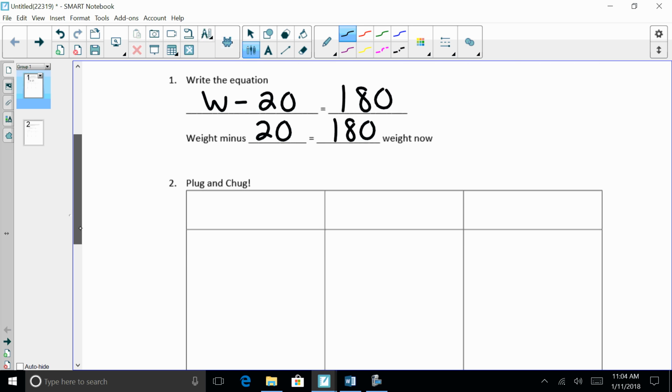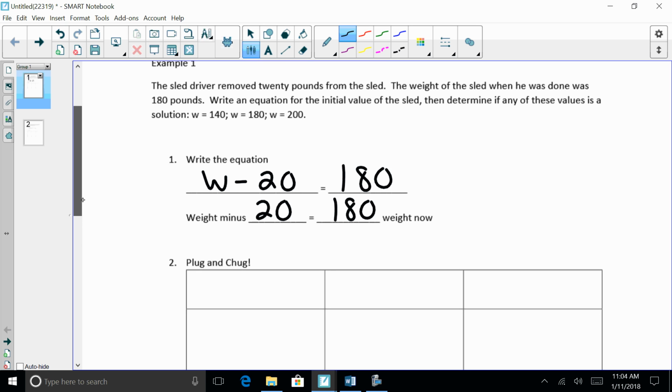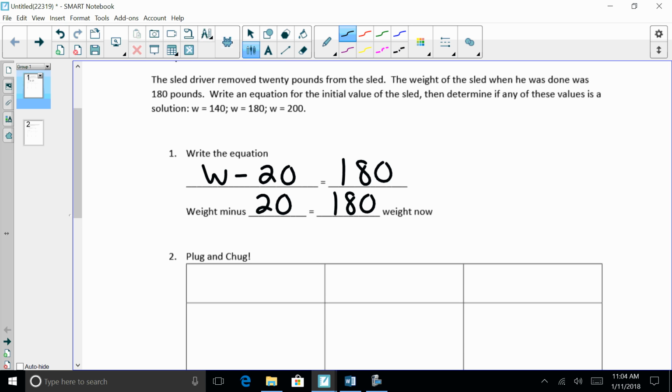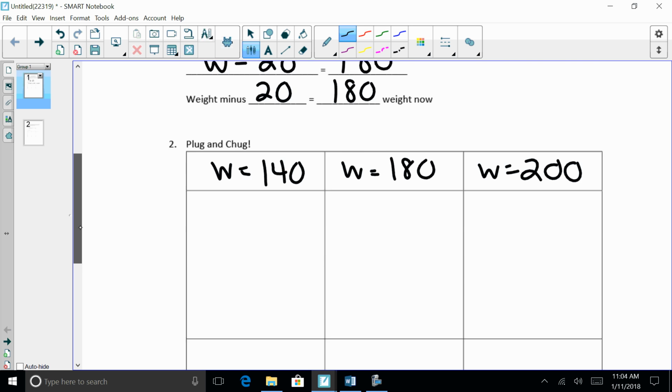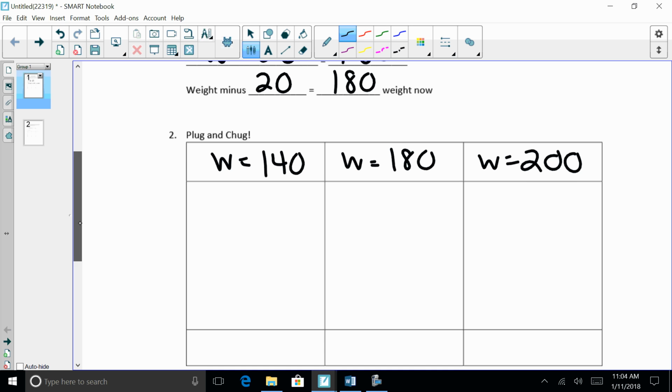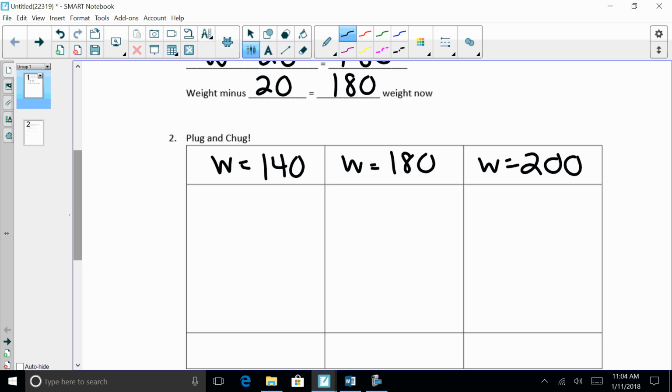So to plug and chug, all you do is take my values and write them across the top so I know what I'm working with. So we have a choice of the weight is 140, the weight is 180, and the weight is 200. And we're going to see if any of these match the equation. So we're going to start with writing our equation of W minus 20 equals 180.